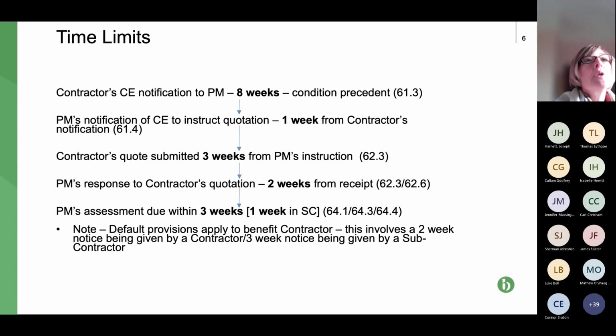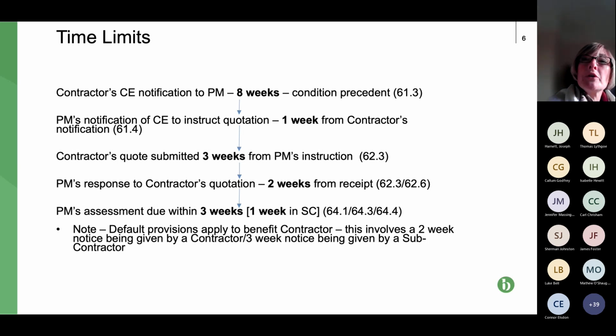So let's assume the contractor has notified the CE within 8 weeks of becoming aware of it. So that's good. First step, tick. So this is like a game of tennis. The ball is now in the court of the project manager representing the employer or the client under the contract. So what does the PM have to do? Well, the PM has to either agree or not that it's a CE, and if it does agree, it needs to instruct the contractor to prepare and issue a quotation. What's the timescale? Well, the project manager has 1 week from receipt of the contractor's CE notification to do that.